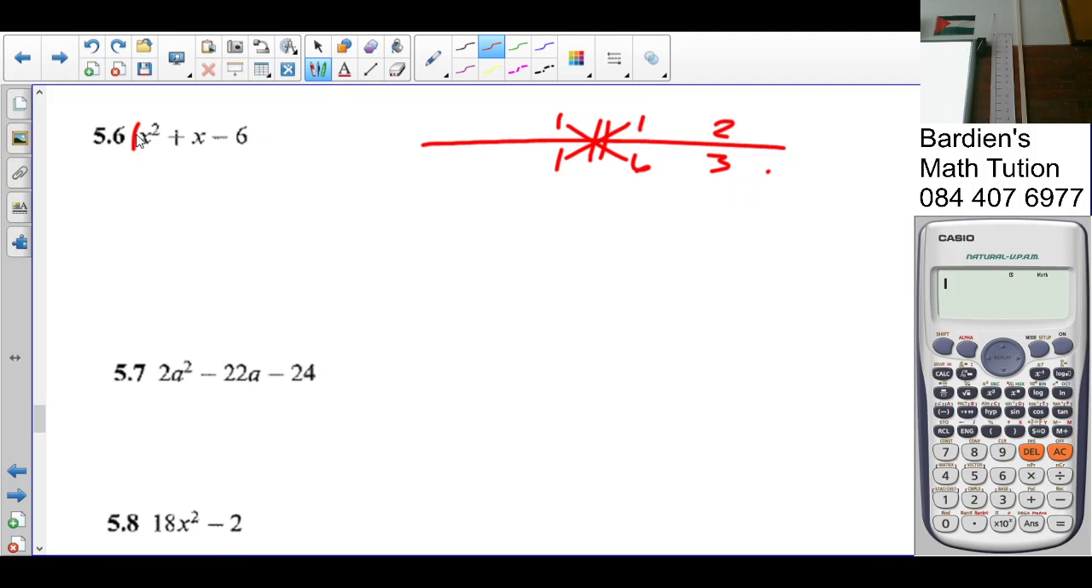What am I looking for? 1. 1 times 3 is 3. 1 times 2 is 2. You subtract it, you get 1. And that's what I want. Not so? So, 1 and a 2 or 1 and a 3. It's x squared, so it gives x and x.